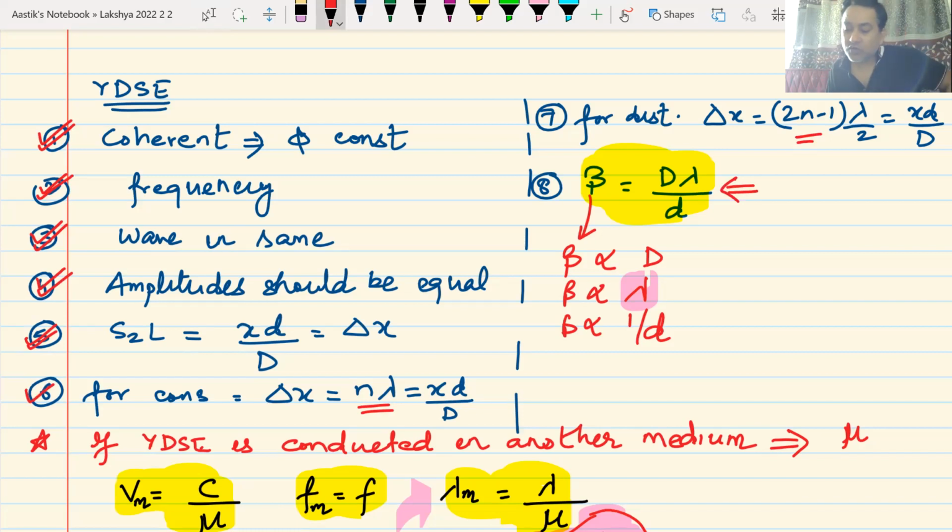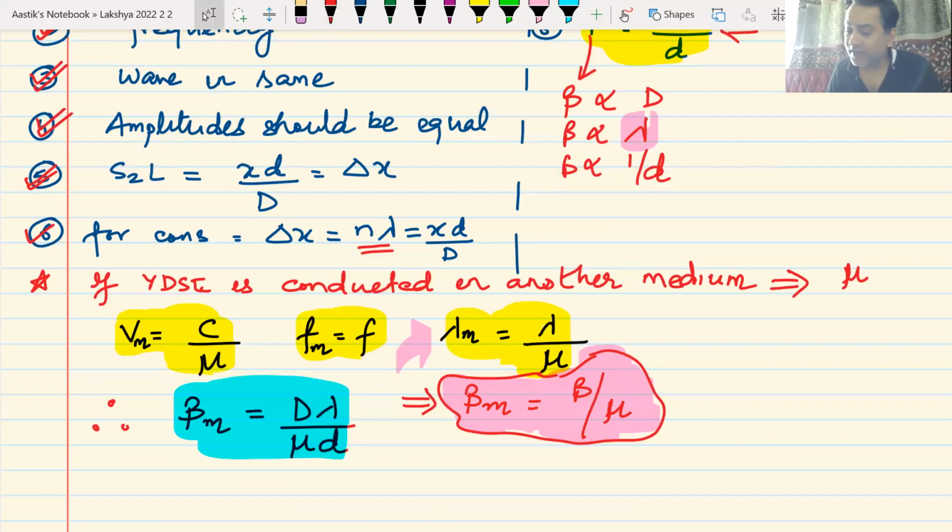Distance between any two consecutive bright or any two consecutive dark fringes is known as your fringe width, given by the formula capital D lambda by small d, where capital D is the distance between the slit and the screen, and small d is the distance between the two slits. Now, we had also seen one special case where this entire apparatus is dipped in some other liquid whose refractive index is mu. We'd also seen some examples of that.